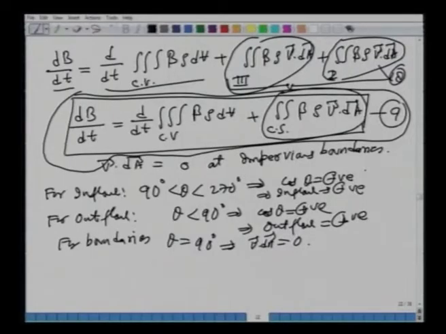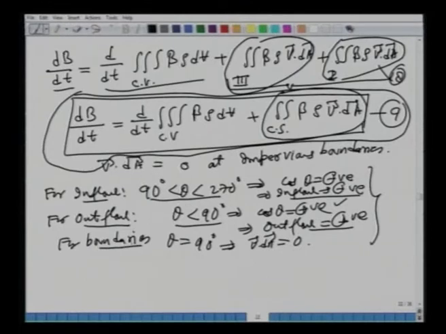Then we looked at some simple concepts of various possibilities of value of theta, in which we said that at the inflow region your theta will be in this range. That is why the inflow, if we take negative, we do not have to worry about the dot product. At the outflow region your theta will always be less than 90 degrees, that is why cos theta is positive. So, we take the outflow flux as always positive, and across the boundaries there is no flow. So, theta is 90 degrees and v dot dA will always be 0.